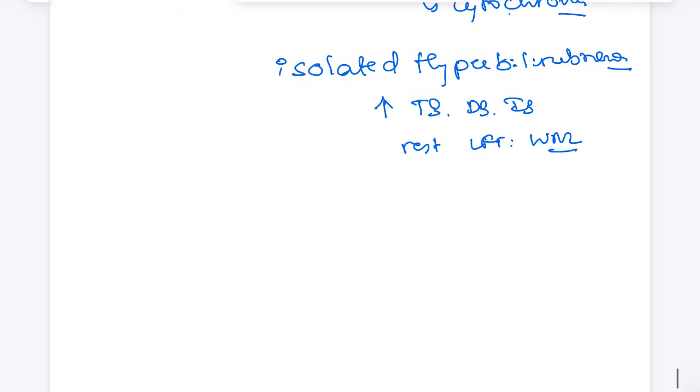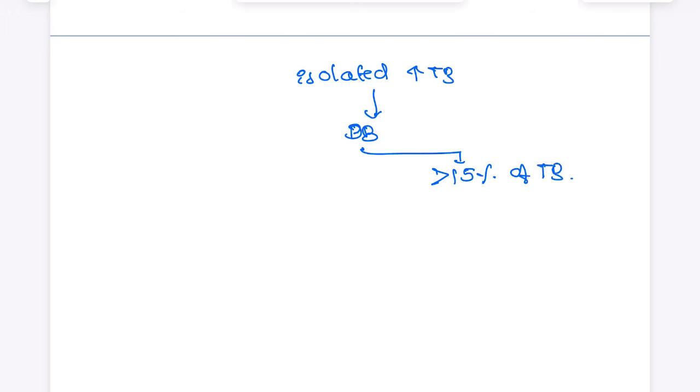In that condition, what should be your approach? Whenever you get isolated elevated bilirubin, you have to fractionate whether direct bilirubin is more or indirect bilirubin is more. If the direct bilirubin is more than 15% of total bilirubin, you can consider direct hyperbilirubinemia. That means conjugated hyperbilirubinemia.